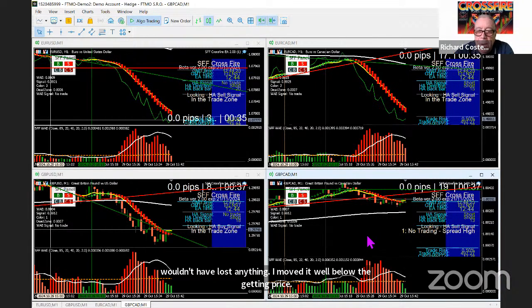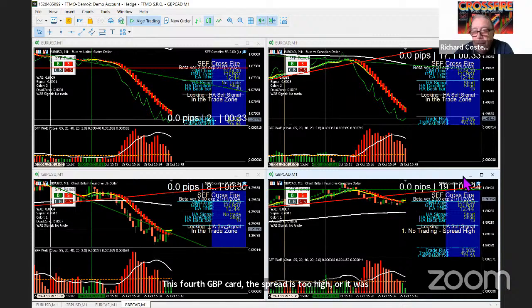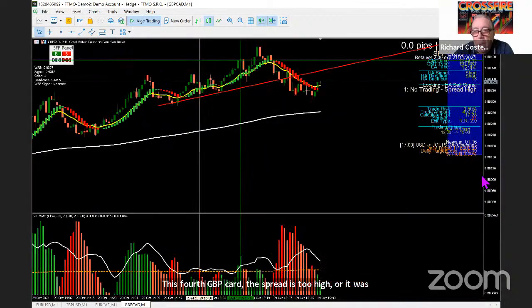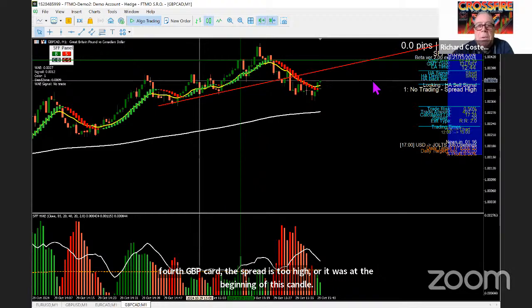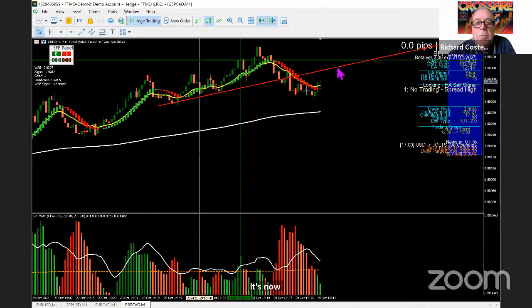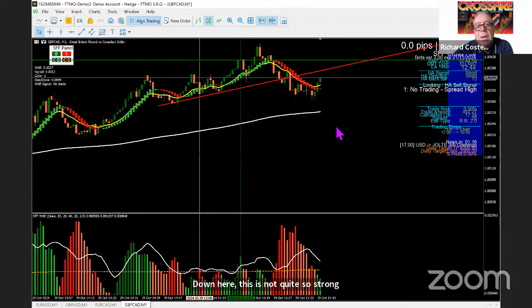This fourth GBP card, the spread is too high, or it was at the beginning of this candle. It's now under my 2 pips, or slightly under, but we're below the red, so we should be looking for a sell. Recent wave change, that's okay. There's been no MA crossover, and down here, this is not quite so strong. Maybe you could have got in here, but it's not.